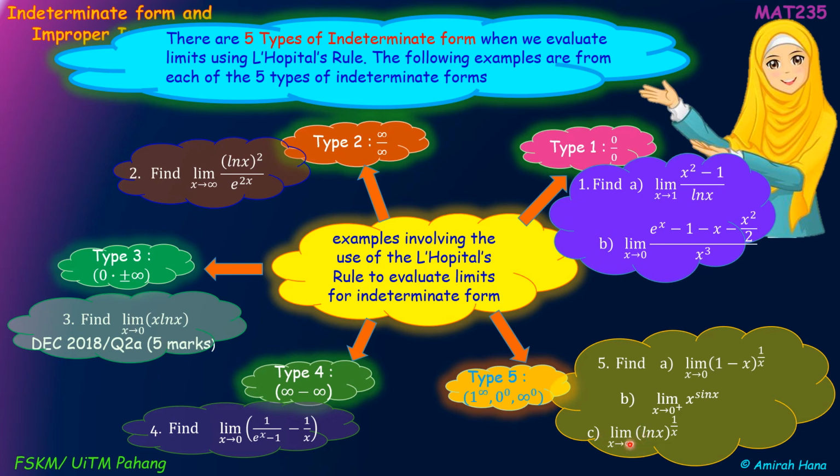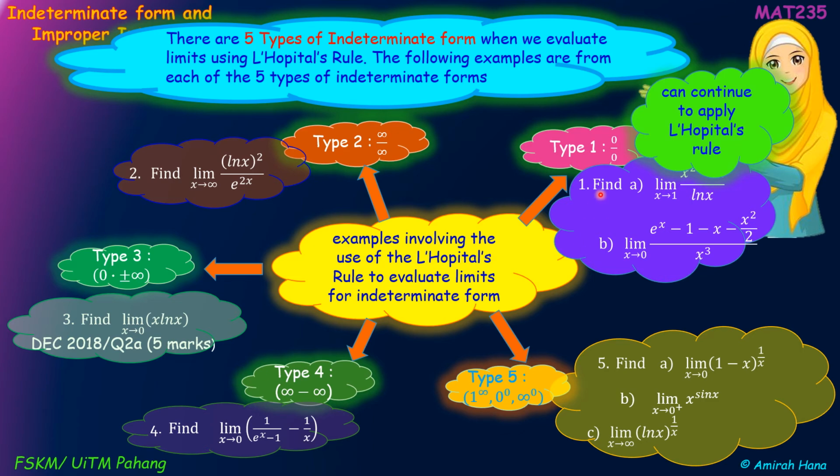And then c, limit x to infinity of ln x to the power of 1 over x. If we substitute infinity into variable x here, we have ln infinity, which is infinity. And then 1 over infinity is 0. So we have infinity to the power of 0. All of these are under type 5. So from type 1, type 2, type 3, type 4, and type 5, we can use L'Hopital's rule to evaluate the limits. Let me go through one by one.